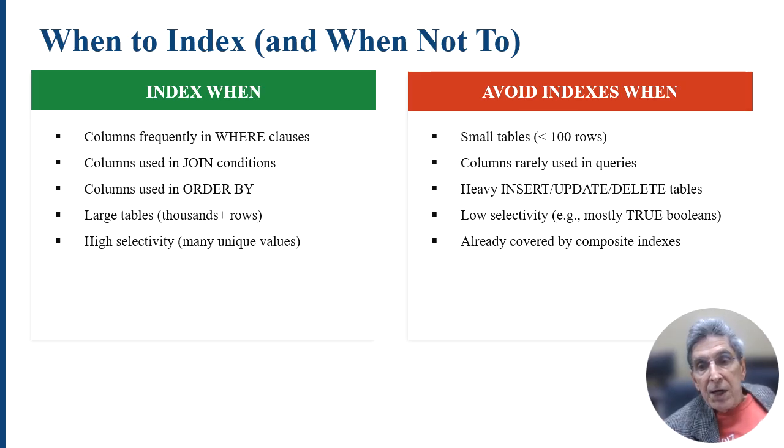Tables with very heavy write operations, lots of updates, lots of inserts, lots of deletes, pay a higher cost for each index because every write must update every one of the indexes. Also, columns with low selectivity, like a Boolean flag that's true for 95% of rows, do not benefit from indexing because the index does not narrow the search meaningfully. And if a column is already the leftmost column in an existing composite index, a separate single column index is somewhat redundant.